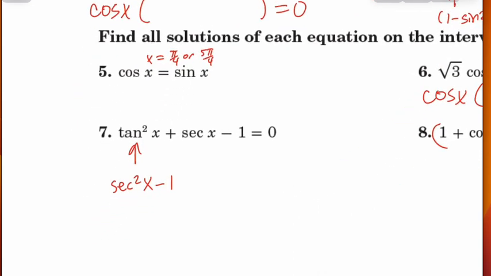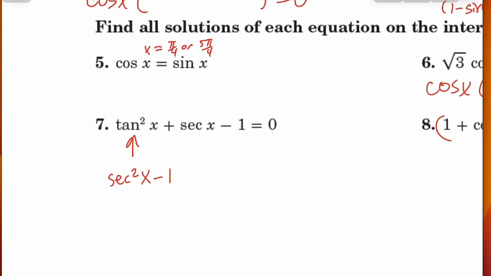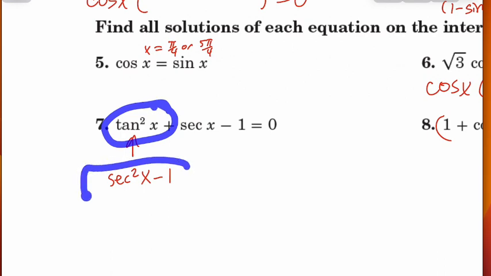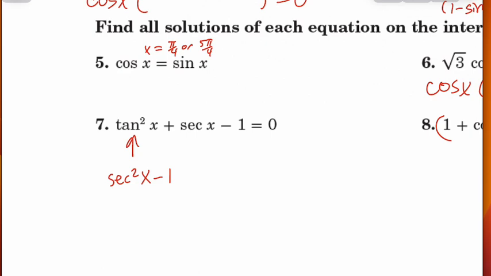Number 7. Okay. So my suggestion for number 7 was to replace the tangent squared with how it was related to a secant squared, because there's a secant sitting there without a square on it. Well, tangent squared is the same as secant squared minus 1. So what we're going to do is take this out and replace it perfectly with that. There's nothing in front to distribute, so you can just lay that in there. And then don't forget, this has to join it. So we would have plus the secant of x minus 1 equals 0.